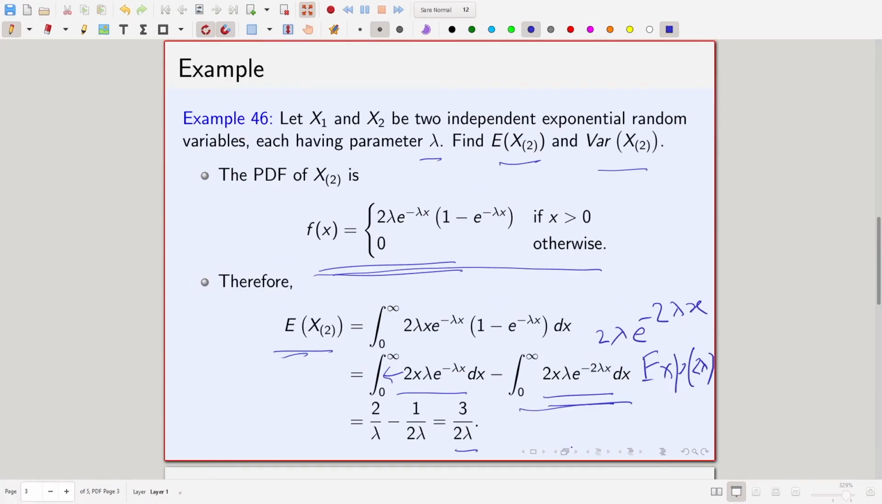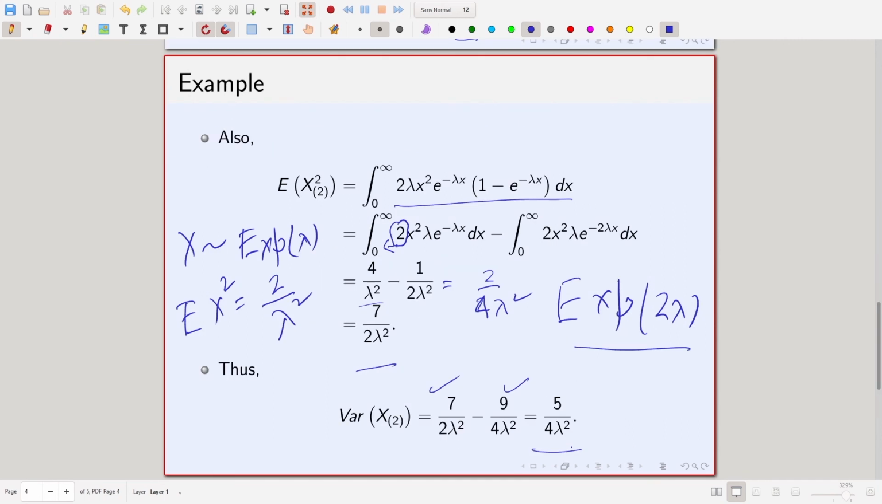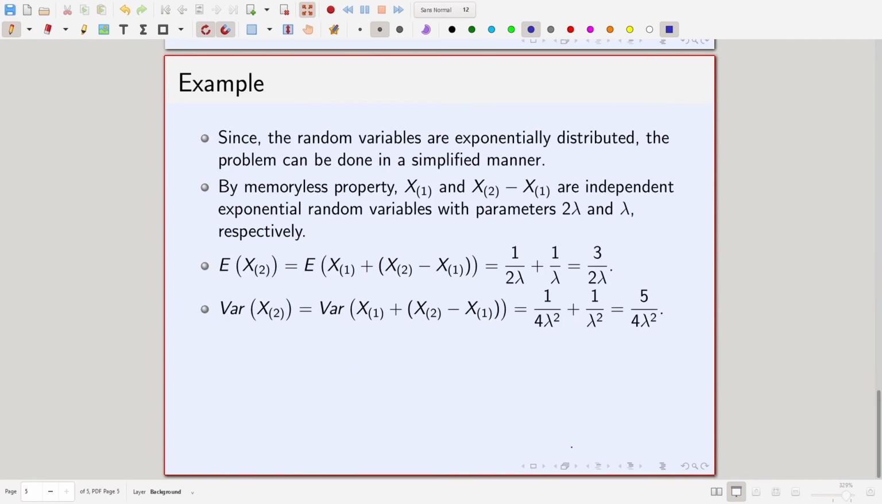So here I use those facts, the mean of exponential, the second moment of exponential, but if you don't remember all those things, you'll have to work out all these integrals. But since the random variables are exponentially distributed, the problem can be done in a simplified manner. So again, that is because it is exponential.